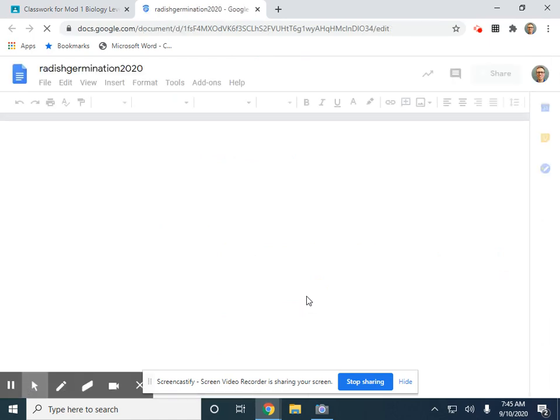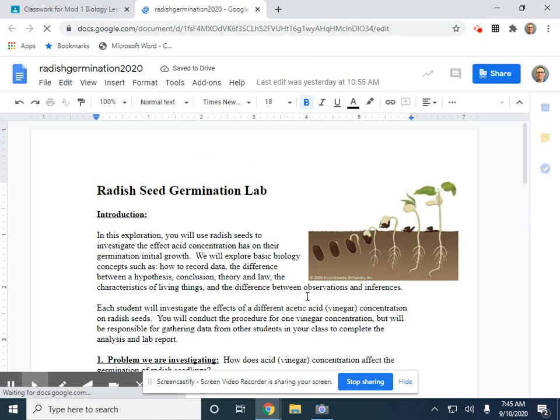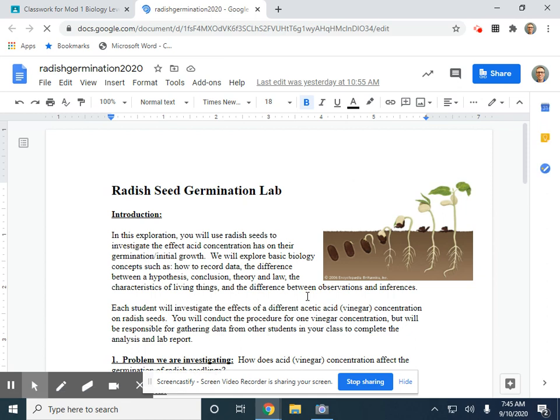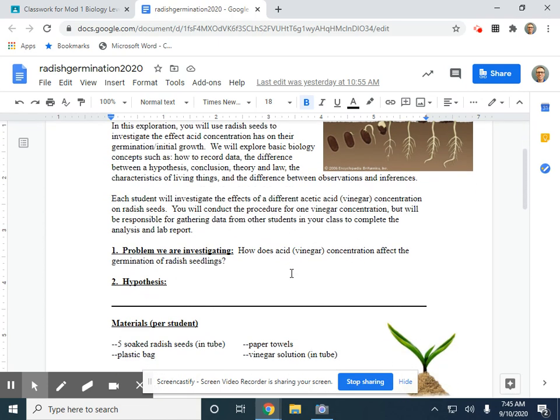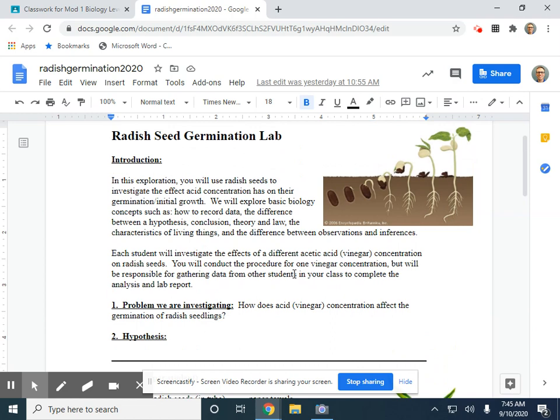Now remember guys, you have a paper version of this too. So that might be a little bit easier to do because you actually could write on that. But let's figure out what we're doing with these radish seeds that I gave you when you stopped by. So in the introduction, giving you some information there that might come in handy later when you have to answer some follow-up questions. But we're going to use radish seeds to investigate how acid affects their germination.